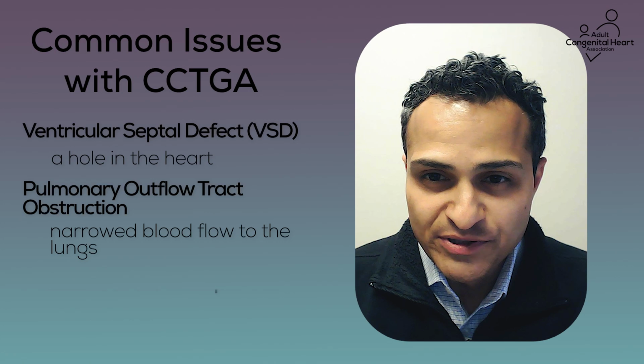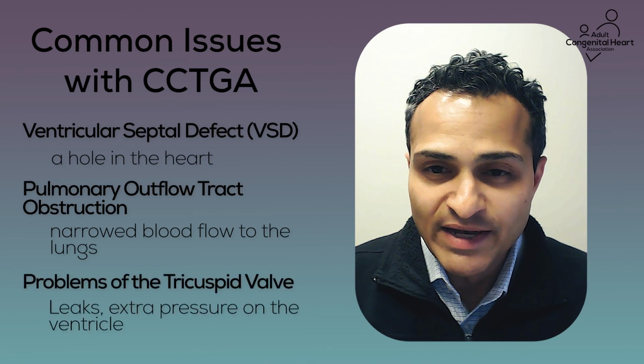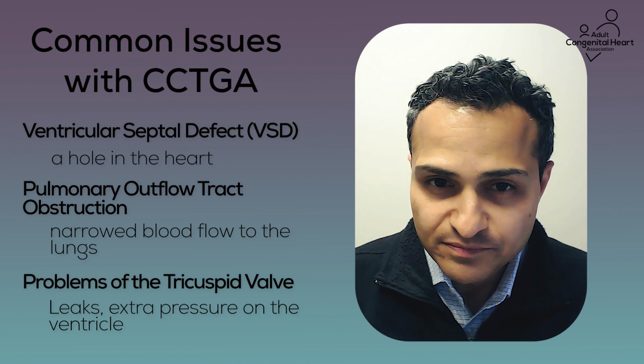And often a VSD and pulmonary outflow tract obstruction can happen at the same time. And the third important issue is abnormalities of the tricuspid valve. The tricuspid valve, as I mentioned, is the main door that allows blood into the morphologic right ventricle. There are a variety of abnormalities that can occur with the leaflets or the attachments of the tricuspid valve that can result in progressive leakage or regurgitation of that valve. That's important because the greater the leakage of the tricuspid valve, the more workload is put on that right ventricle as it tries to keep up with the extra workload of pumping blood to the body. And over time, that can result in issues like symptoms of heart failure and abnormal heart rhythms.